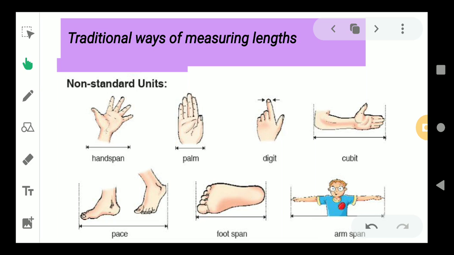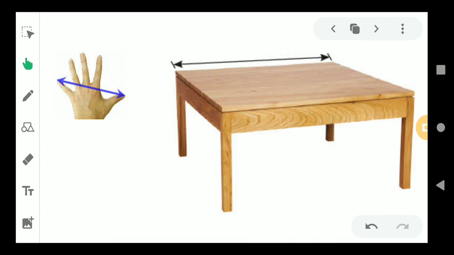Why are people not using these non-standard units for all other matters, even to build a house or to measure the distance between two places? Because they are not perfect. They have some drawbacks. See, here one person is going to measure this table. If another person with a different hand span is measuring this table, the number of hand spans, that means the number of times the hand span is repeated, will be different.